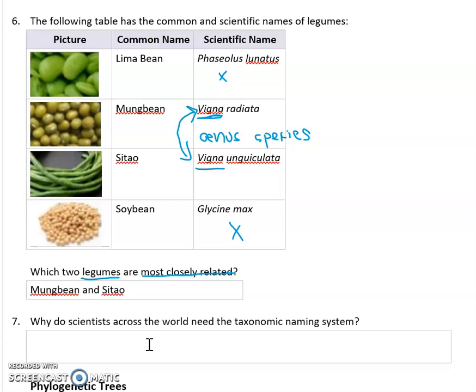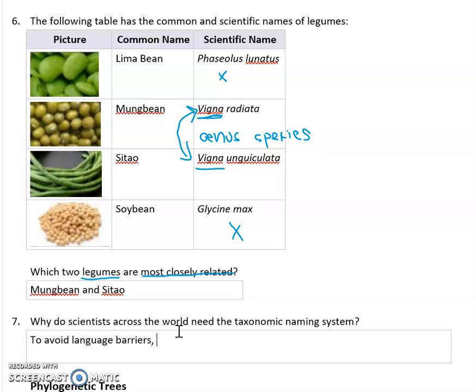Last one, why do scientists across the world need a taxonomic naming system? This one has many parts. One would be to avoid language barriers. Things are said differently in different languages, so it would be really hard for scientists to communicate if there was a language barrier. That's why we came up with scientific names that are in Latin, that the whole world was like, okay, we'll use this to not get confused.